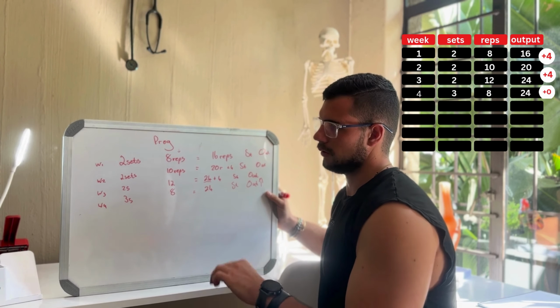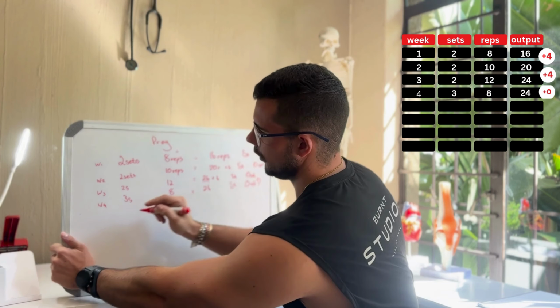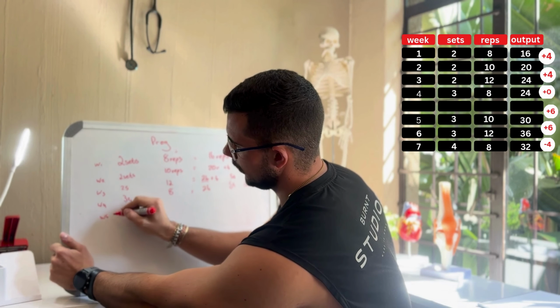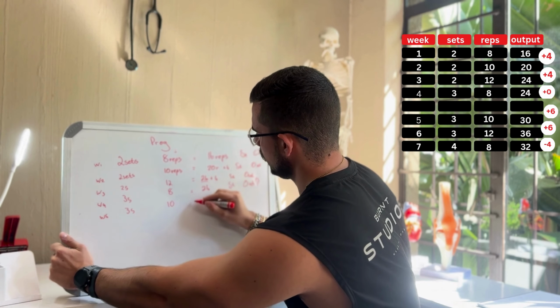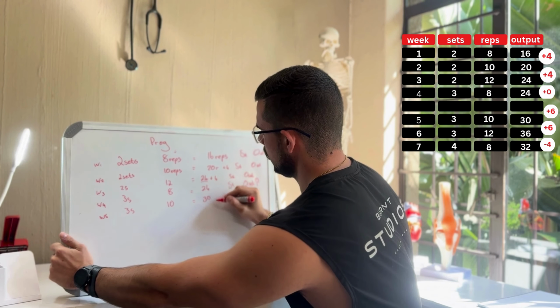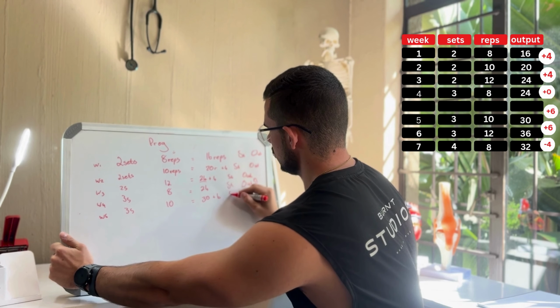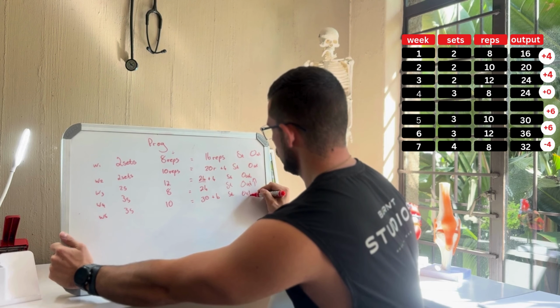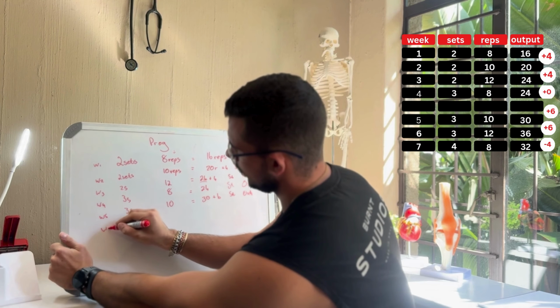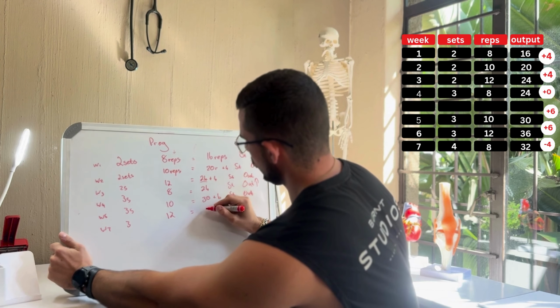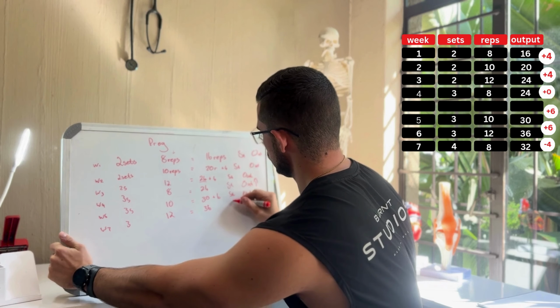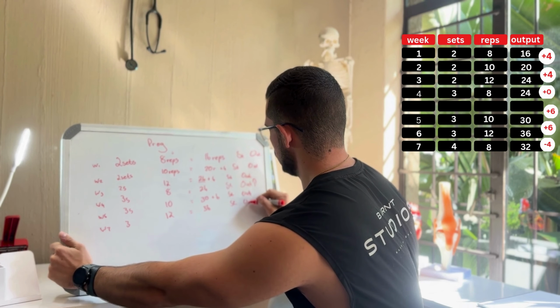And then we go into week 5, which is going to follow the same progression, because week 5 is going to be 3 sets of 10, which is going to give you 30, and that's plus 6 in stimulus and output. And then week 7, you're going to have 3 of 12, equaling 36, which is an increase in stimulus and output.